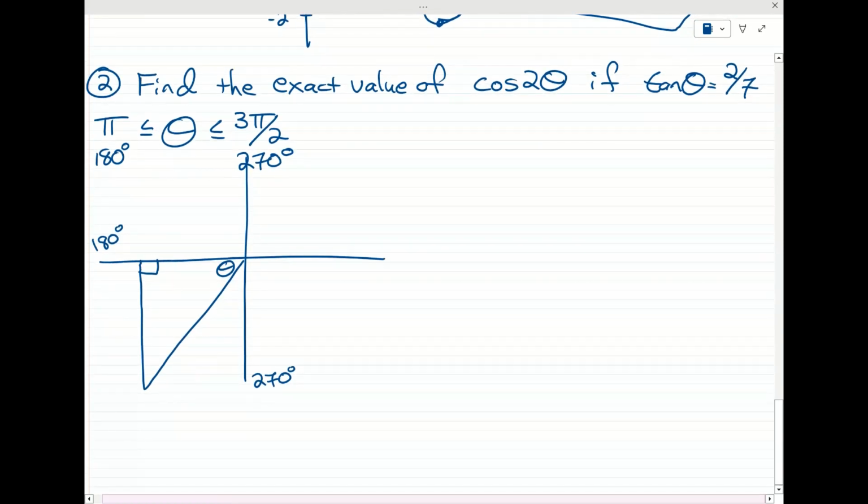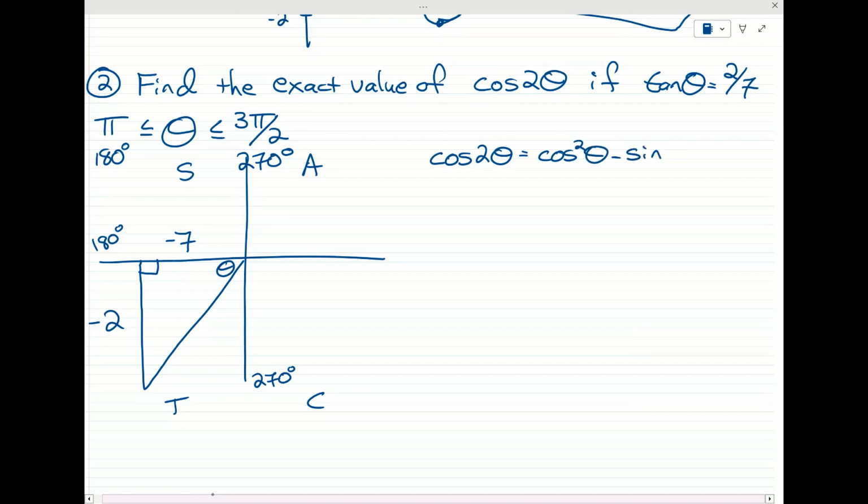It says tangent is 2/7, which makes sense because all students take calculus, and 2/7 would give you a positive tangent because both of those would have to be negative. To finish it, it's asking us for the cosine of 2 theta. There's 3 different formulas we have for this, so this is on your formula sheet. I'm just going to look at the first formula that catches my eye here, and it says cosine of 2 theta is equal to cosine squared of theta minus sine squared of theta.